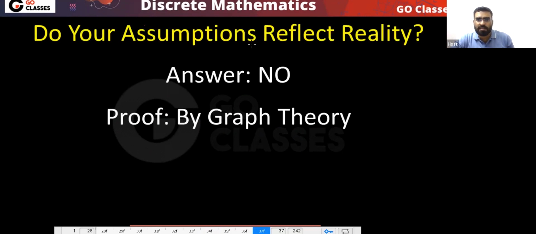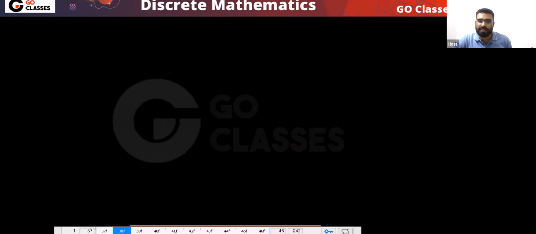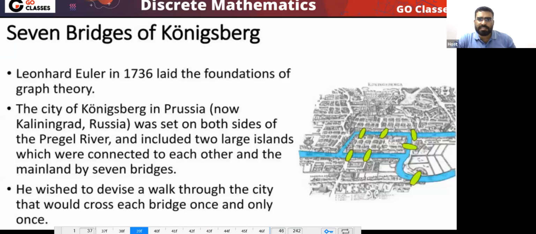So does your assumption reflect reality? The answer is no, and the proof is by graph theory. Very simple. Is this clear? You can notice graph theory is a very interesting field. Yes or no? Let's see one more example, the third situation. And this is where graph theory started.